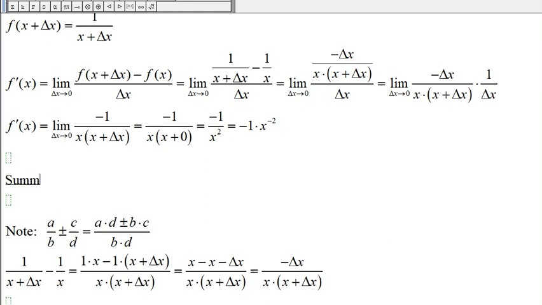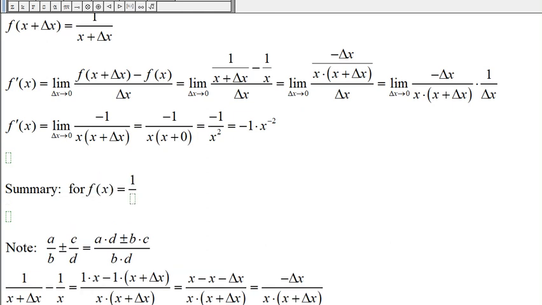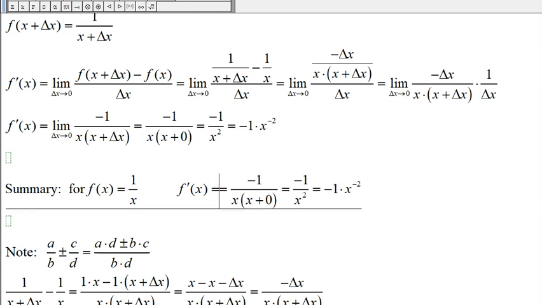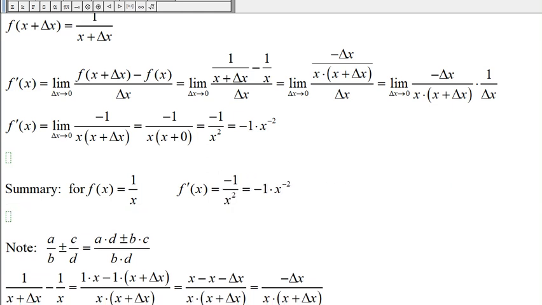And so, a summary: if the function is 1 over x, then the derivative is negative 1 over x squared, or negative 1 times x to the negative 2.